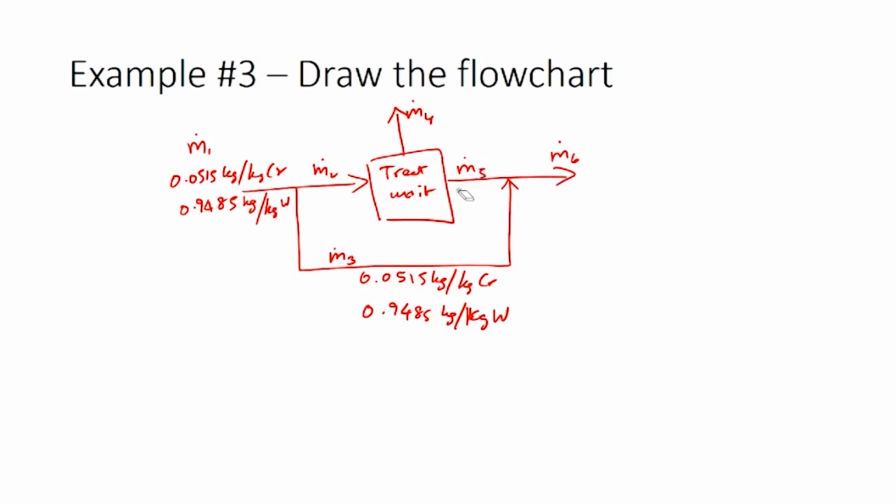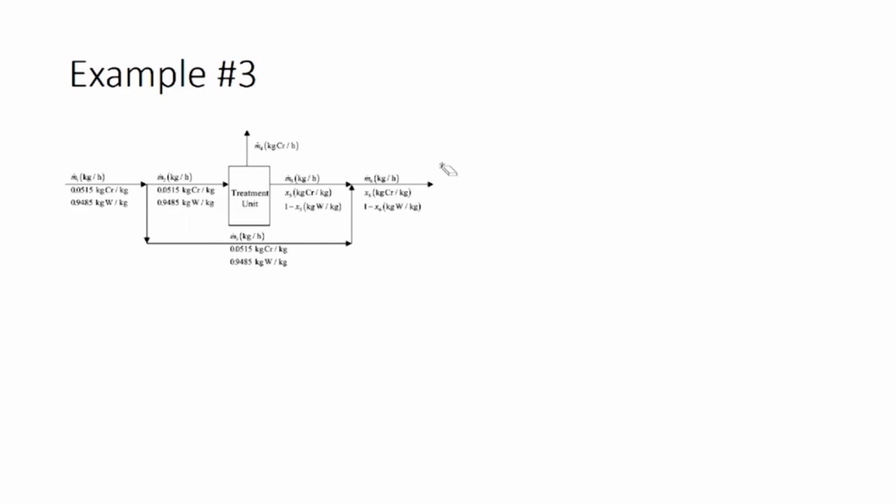We do not know the mass fractions of chromium and water in these streams. So, we will call them X5 chromium and 1 minus X5 water, X6 chromium and 1 minus X6 water. The stream that is being recycled back contains only chromium, and it is 95% of the chromium entering the treatment unit. So, here we have the flow chart, and now let us try to solve the material balances so that we can calculate the mass flow rates.